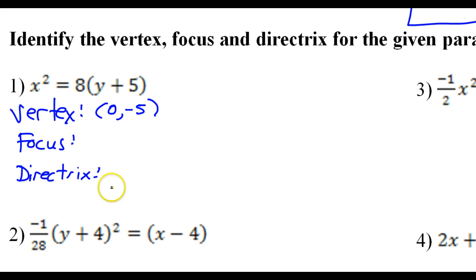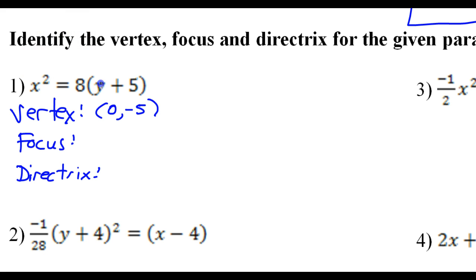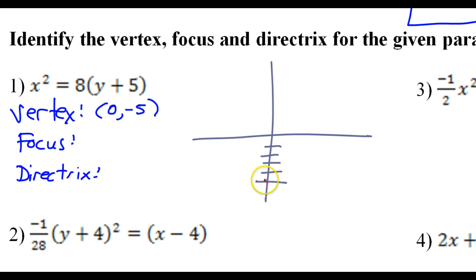For the focus and the directrix, you're going to want to do a sketch. That's just the way it is, so deal with it. So here comes a sketch. We've got the vertex at (0, -5). So 0, -5, 1, 2, 3, 4, 5. So here's my vertex right here.